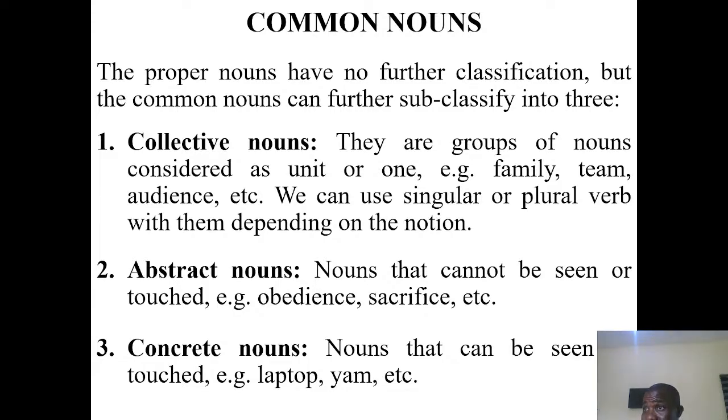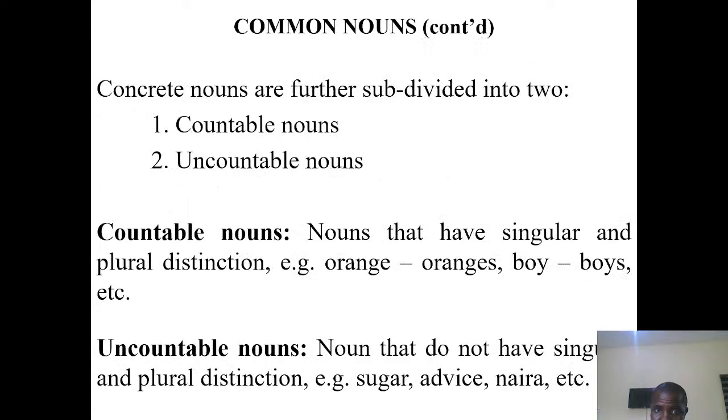Abstract nouns are the nouns that we cannot see. But they are regarded as nouns. They are names given to things like sacrifice, a name given to something we cannot see. And it is a noun. Concrete nouns are the ones that we can see and touch, such as this laptop. Some of these things we already know. Our general concern is how you can identify them in a sentence. When a sentence is given to you, how will you identify and classify the nouns?